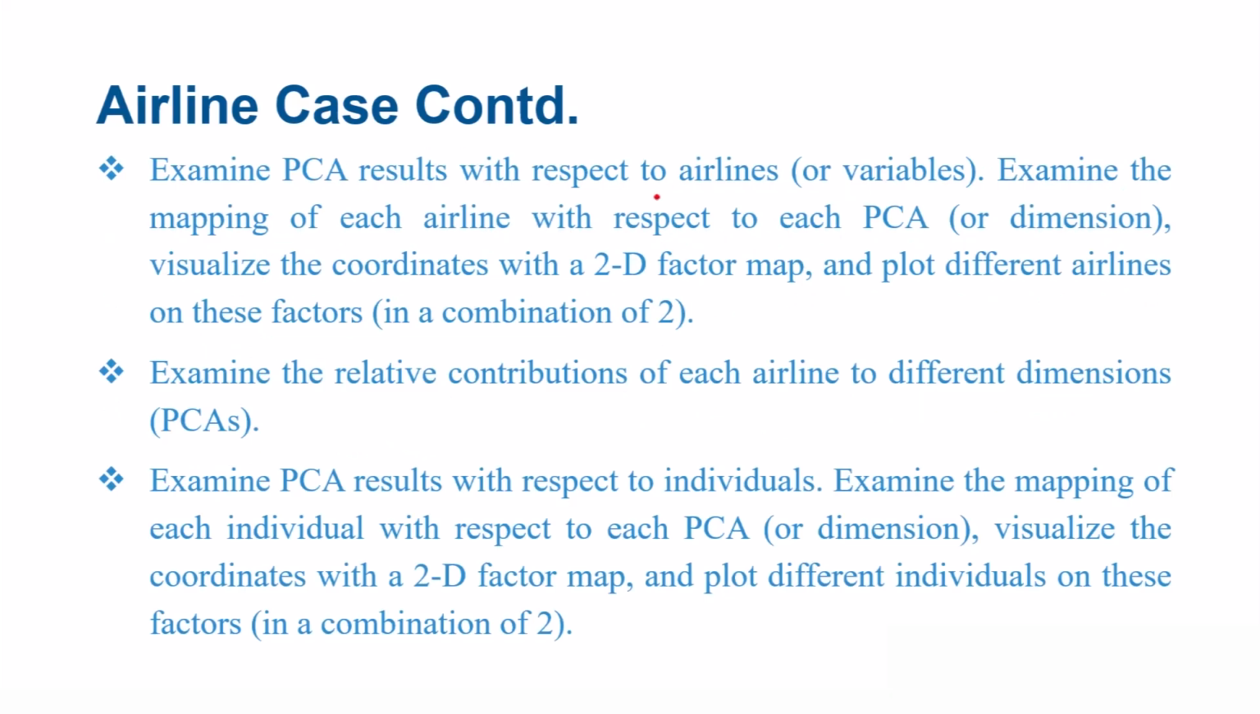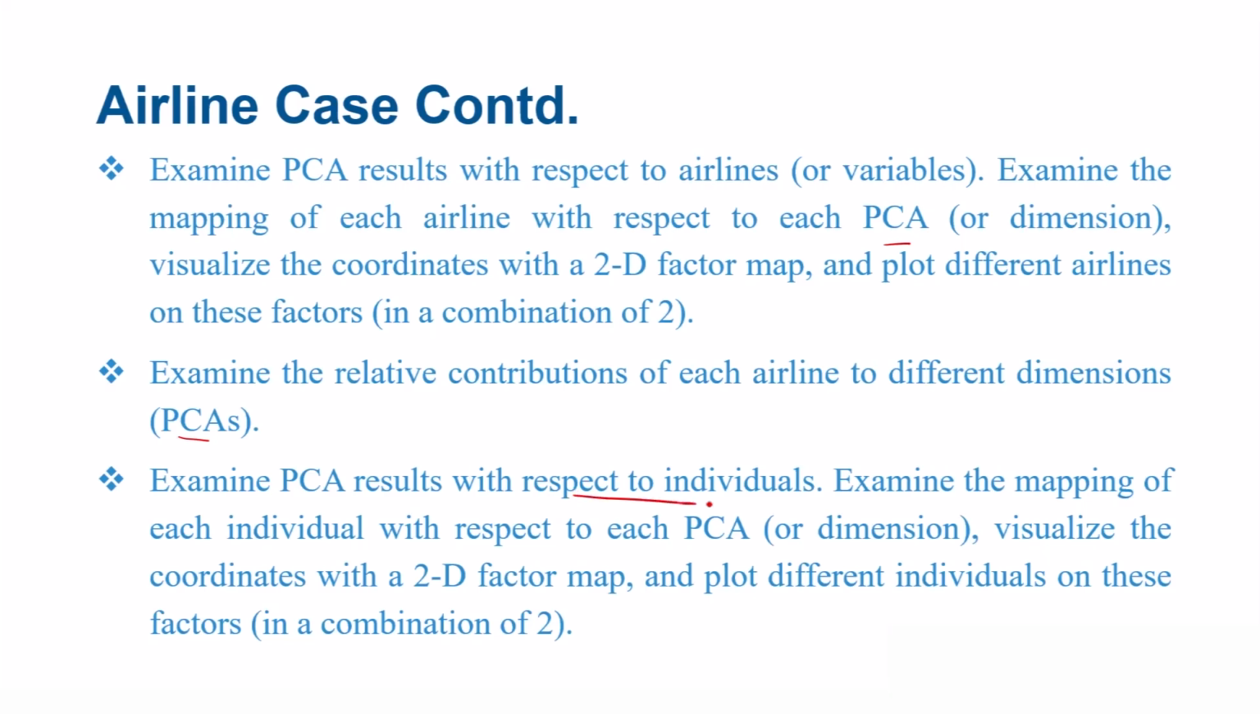Next, examine PCA results with respect to airline variables. Examine and map each airline with respect to each PCA and visualize the coordinates with a 2D factor map and plot different airlines on these factors in combination of 2. Examine the relative contribution of each airline to different dimensions, that is PCAs.